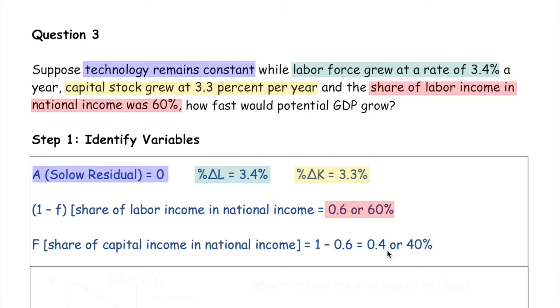One thing I want to point out is that different textbooks are going to use different notation or different variables. So I like to think of the variable F as the share of capital income in national income, and 1 minus F as the share of labor income in national income. Now that we've gone through the problem and identified the variables that are offered to us, let us try to answer the actual question. So the question is asking us, how fast is potential GDP going to grow?